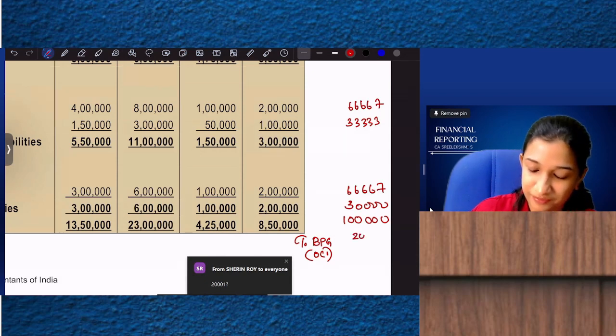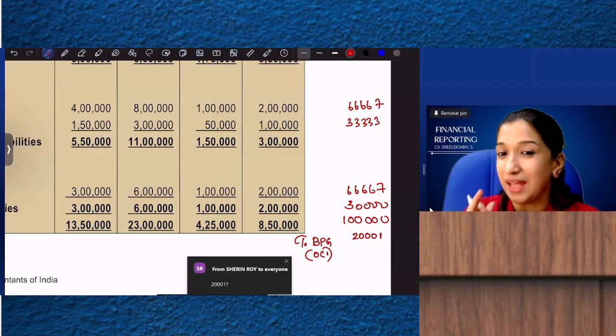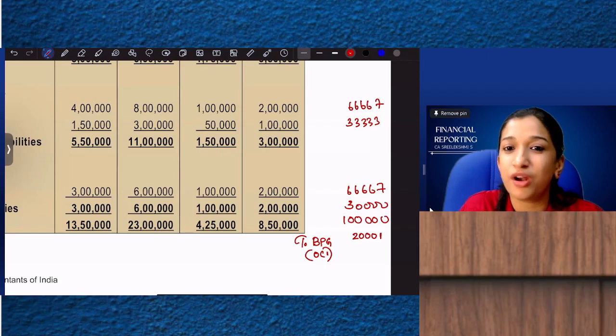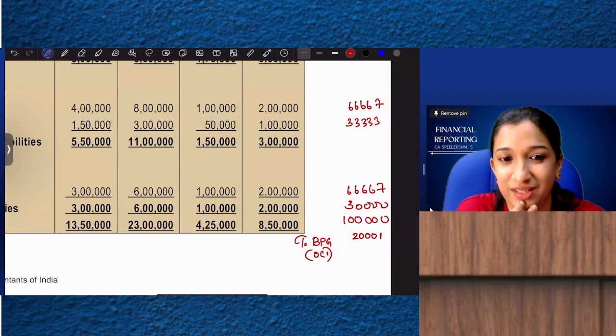Bargain purchase gain of how much are you all getting? 20,001. Must be correct. I am not saying the figure because we all have rounded off. Maybe the amount could be different.